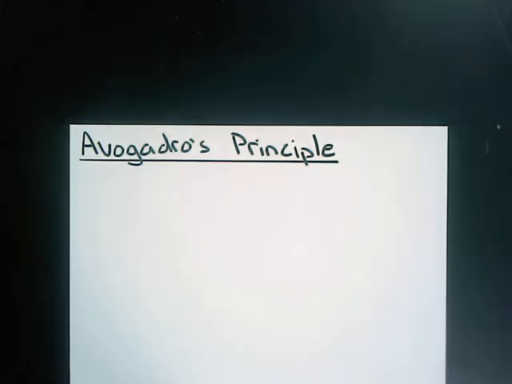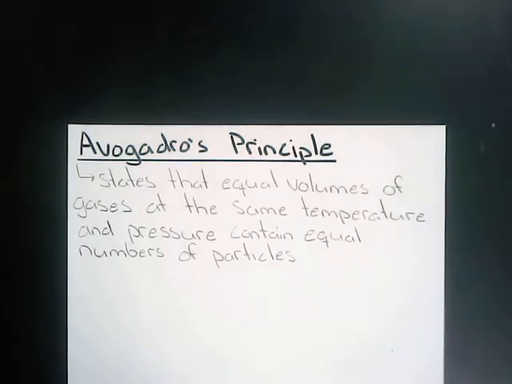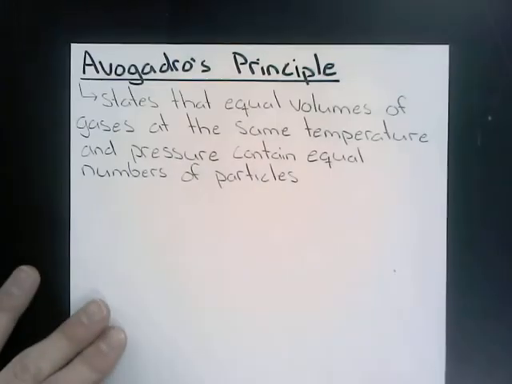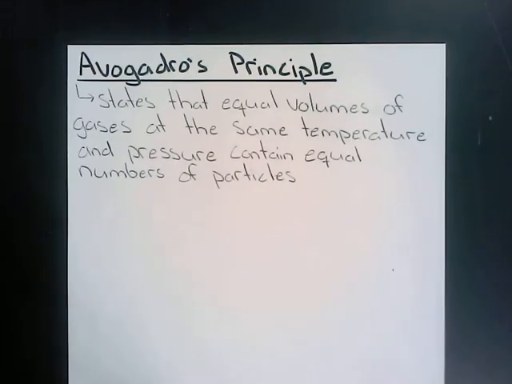All right, so Avogadro's principle states that equal volumes of gases at the same temperature and pressure contain equal numbers of particles. Okay, so that's nice, but we need a little bit more explanation of how we can tie Avogadro's principle into gases. And so we turn to the help of the kinetic molecular theory to help explain this particular principle.